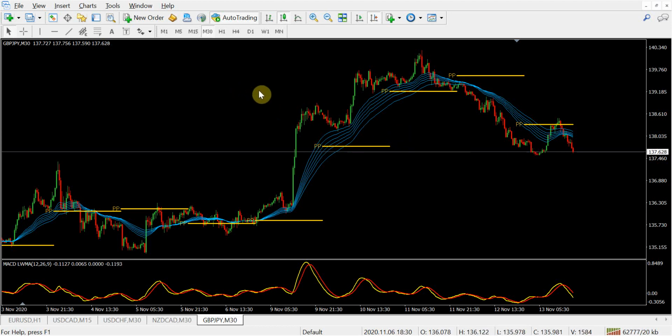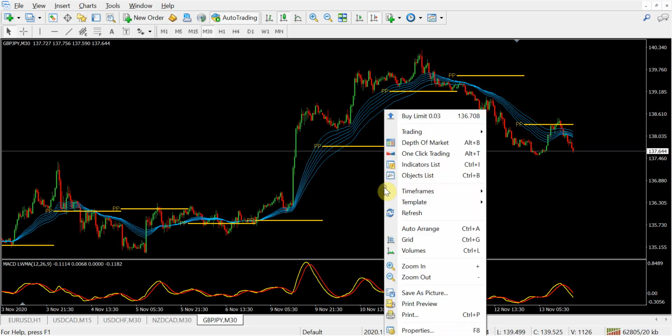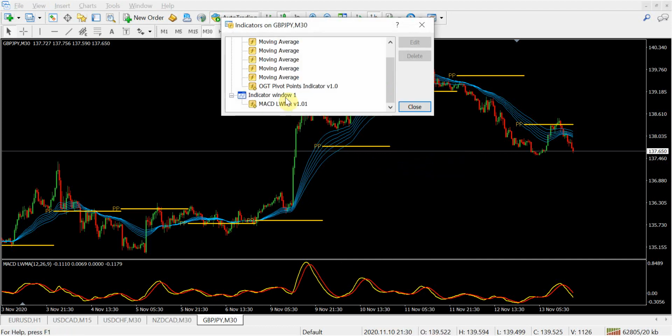On the chart, you've got a number of moving averages, which help us identify direction. We've also got the linear weighted moving average, and then we've also got the OGT pivot point indicator. The moving averages come as part of the MT4 terminal. The pivot point indicator and the MACD LMA indicator, you can download, links in the description, absolutely free.